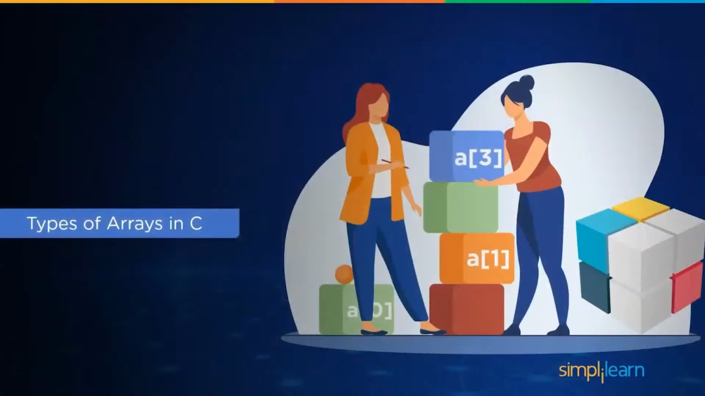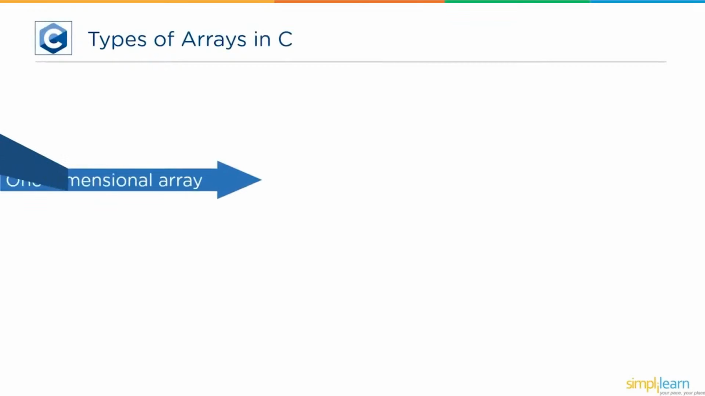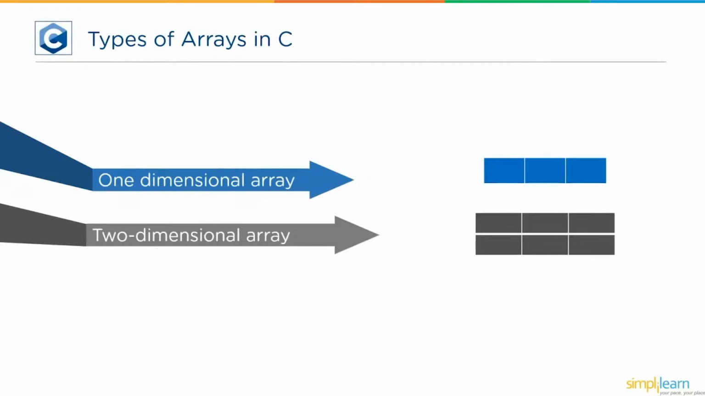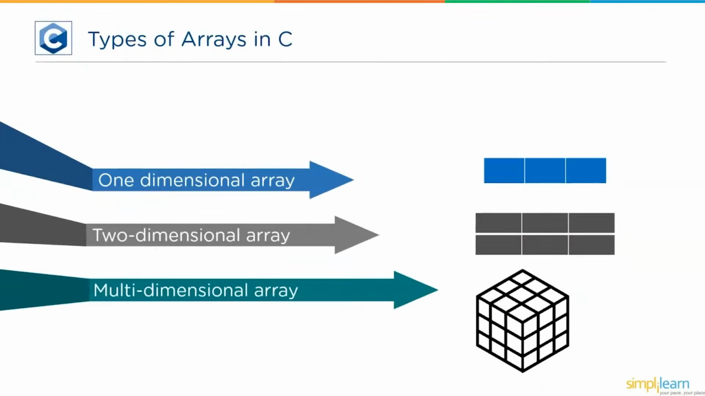Now we know what an array in C is and its declaration, initialization and the way to access the array elements. Let's move ahead and understand the types of arrays in C. Arrays are classified into 3 types. First, we have one-dimensional array, next two-dimensional array, and finally multi-dimensional arrays. Let us go through them in detail.